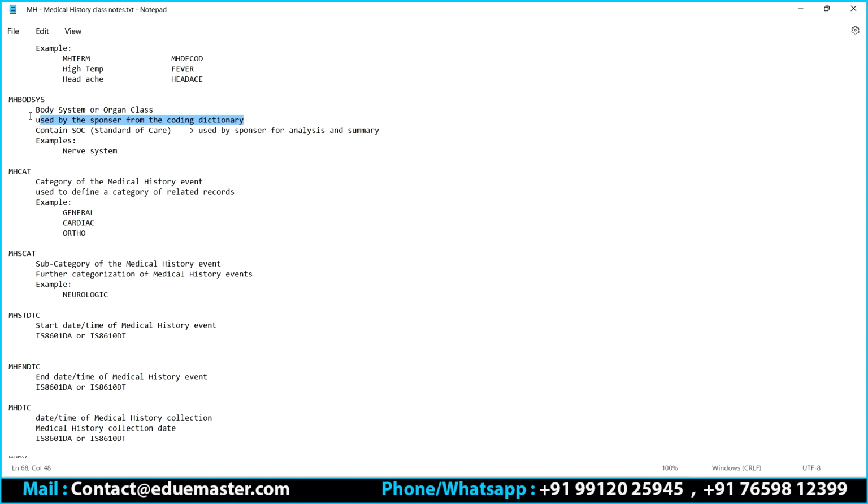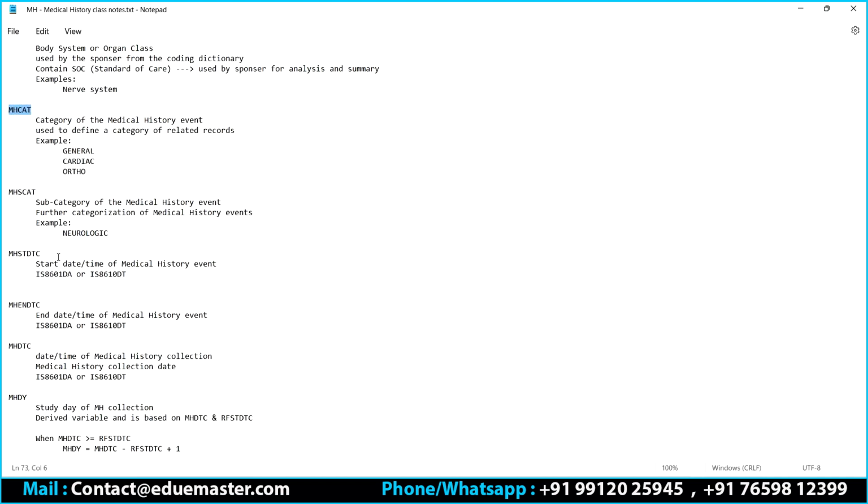So who will use this and why will the person use it? The sponsor will use it for his own analysis and summary. Some of the examples are nervous system, ortho, oncology, like this. What is MHCAT? MHCAT is nothing but a category of the medical event. It can be general medical history, it can be ortho, it can be cardiac, all this.